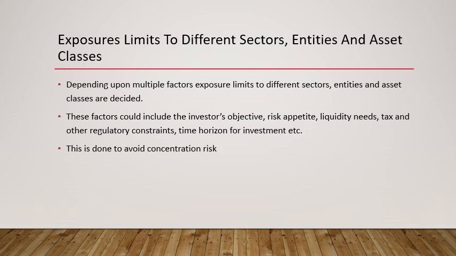The next thing is related to exposure limits to different sectors, entities and asset classes. Depending upon multiple factors, exposure limits to different asset classes, sectors and entities are decided. These factors could be investors' objective, risk appetite, liquidity needs, tax and other regulatory constraints. The most important thing to be noted here is that you will be able to avoid concentration risk. The moment you restrict your investment to a particular sector as an X percentage of total investment, you will be able to avoid concentration risk.